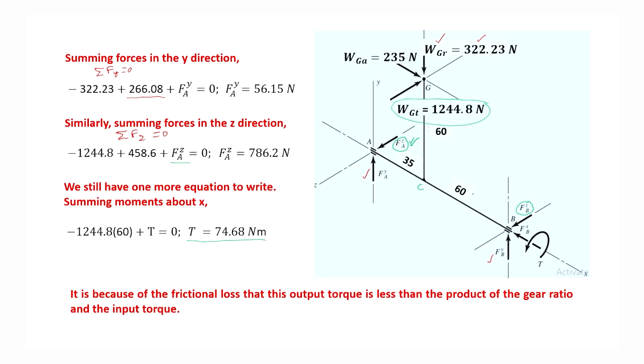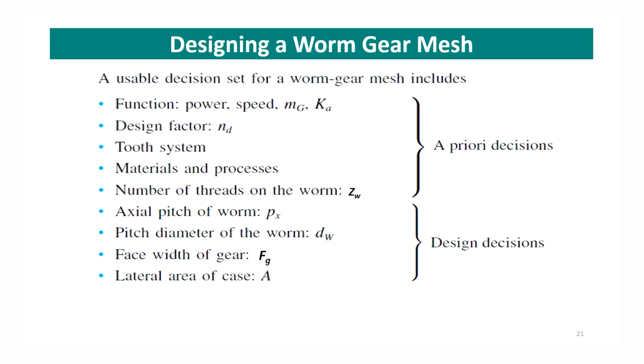It is because of the frictional loss that this output torque is less than the product of the gear ratio and the input torque. So, after studying the force analysis and knowing the basics of the worm and worm gear, now we are going to study the steps which will be used in the designing of a worm gear mesh. Now, a usable decision set for a worm gear mesh includes the function which we want to perform with the help of worm and worm gear.